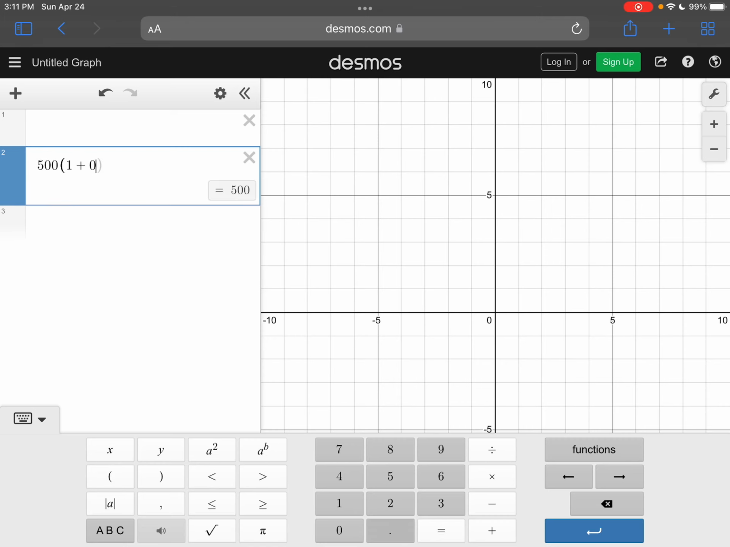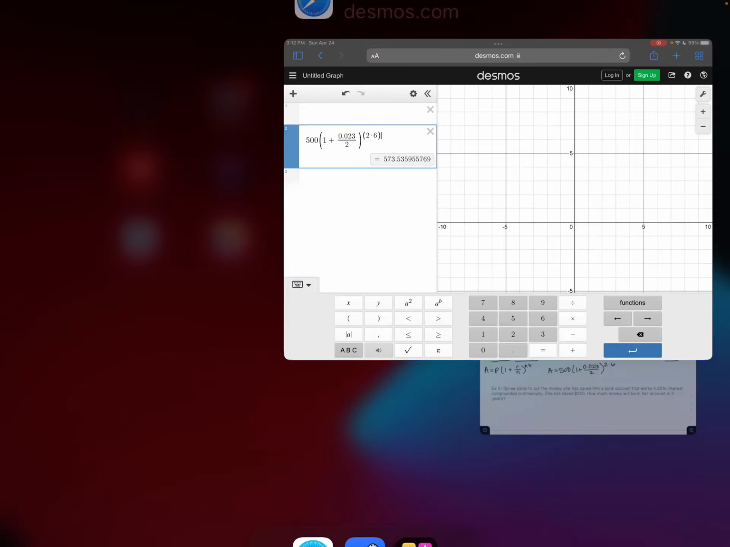plus 0.023 divided by 2. And then I'm going to use my exponent button. And remember with Desmos, if you have more than one thing in your exponent, you have to use parentheses. We're talking about money, so we're going to round to 2 decimal places. And so this will be $573.54.